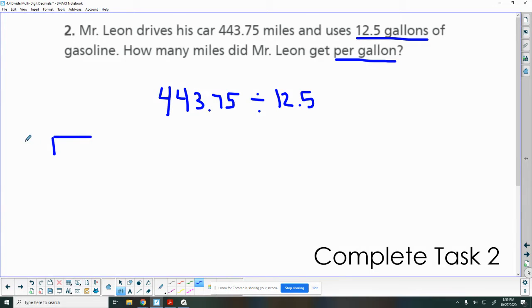This will be on the outside, 12.5 here. I need to times this by 10 and move it one place to the back, which means I need to move this one place to the back. So the new problem I'm doing is 4,437.5 divided by 125. So it's a lot easier to divide by 125 than to divide by decimals and fractions.